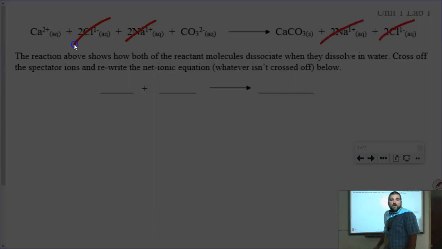Nothing happened. They didn't do anything. They were there before. They were there after. They are unchanged. So they're not actually undergoing any part of this reaction. They're ignored. We're going to ignore them. We cross them off. And then we can rewrite this, okay?